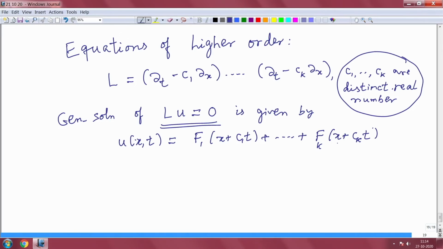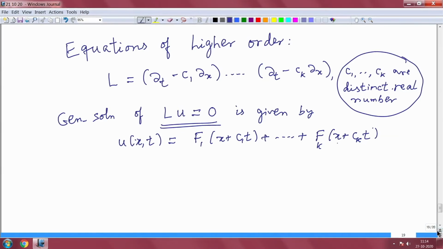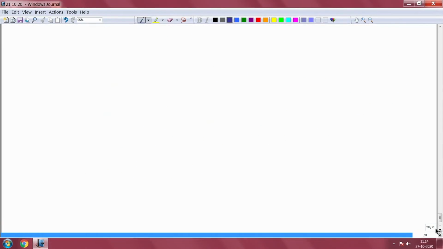Okay. So, what about so that is with simple characteristics. So, this is simple characteristics. What about multiple characteristics? So, it's similar thing.